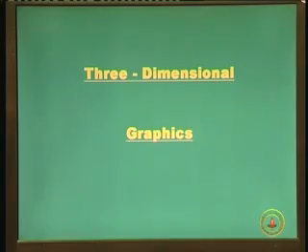Welcome back all of you to the lectures on computer graphics. Today we start the discussion on three-dimensional graphics or three-dimensional computer graphics. If you remember, in the last few lectures we have been discussing various types of transformations in two-dimensional graphics, and now we will see how to represent and perform those operations in 3D, and that is the basis of three-dimensional graphics.